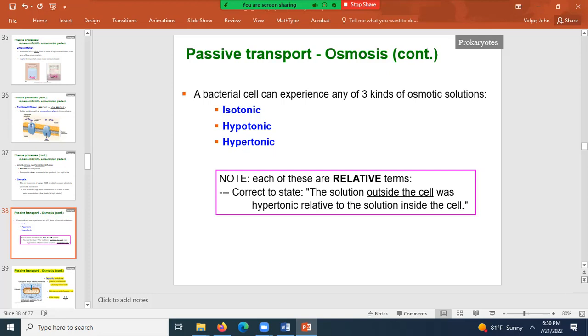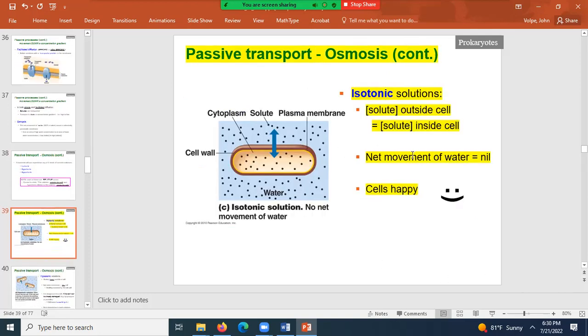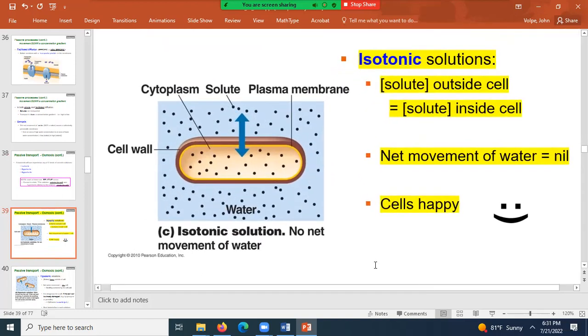All right, let's talk about isotonic solution. This is the easiest one to discuss. Isotonic is when the concentration of water outside the cell is equal to the concentration of water inside the cell. That means there will be no net movement of water into the cell. Why did I say there will be no net movement of water instead of that there will be no movement of water into the cell?